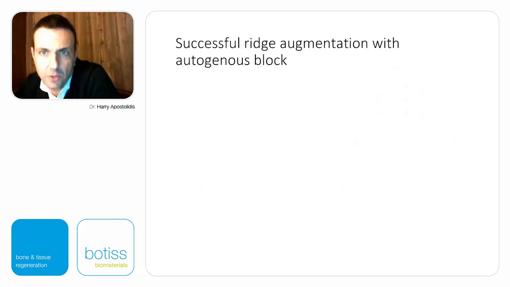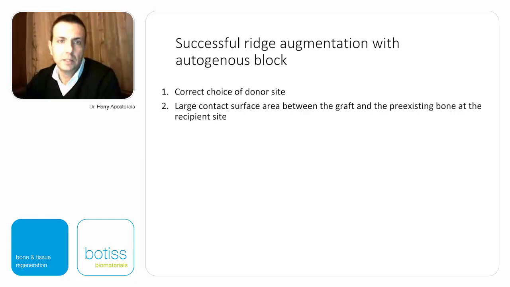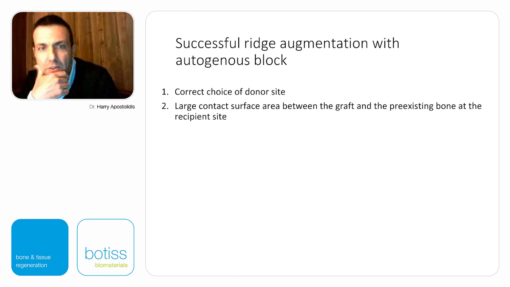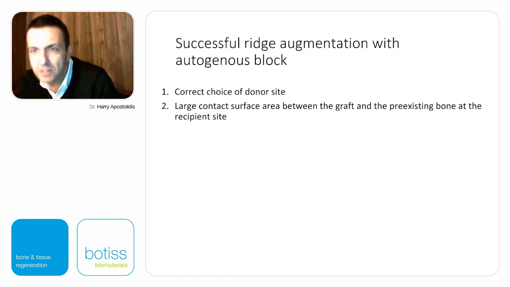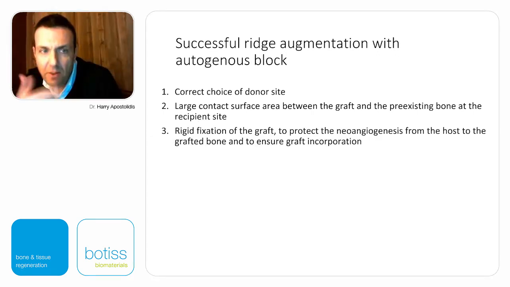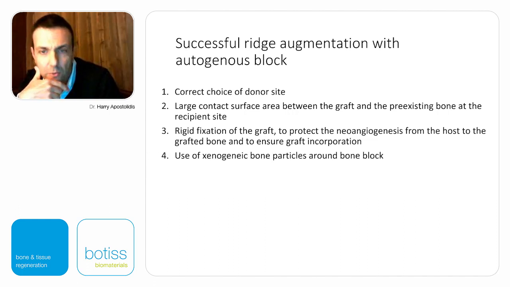For a successful ridge augmentation with an autogenous bone block, we have to choose our donor site correctly. We have to have a large contact surface area between the graft and the pre-existing bone at the recipient site, to get a lot of osteoblasts from the recipient site into our graft. Very, very important, again, is rigid fixation of the graft. If the graft is not rigidly fixed, you're going to fail. It's as simple as that. Rigid fixation protects the neoangiogenesis from the host to the grafted bone and ensures graft incorporation.